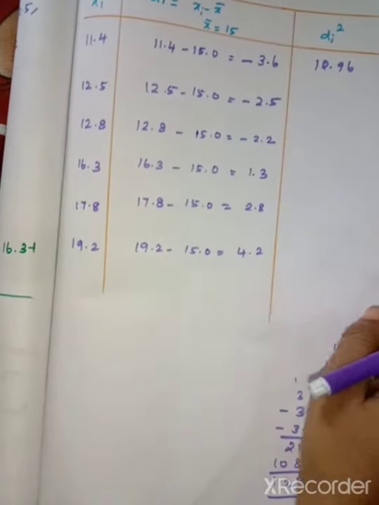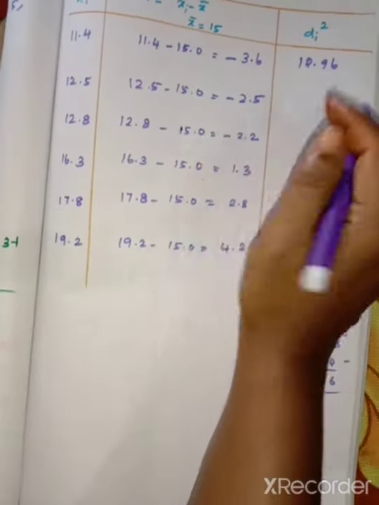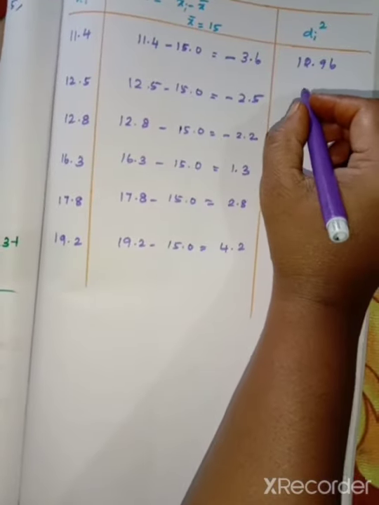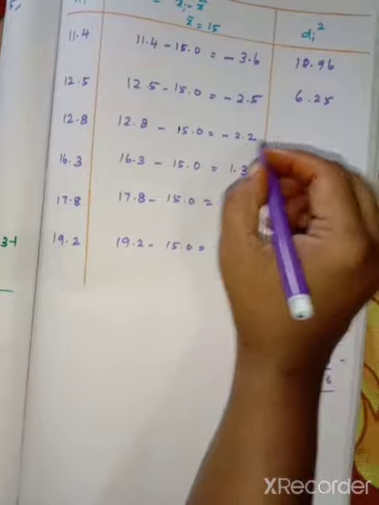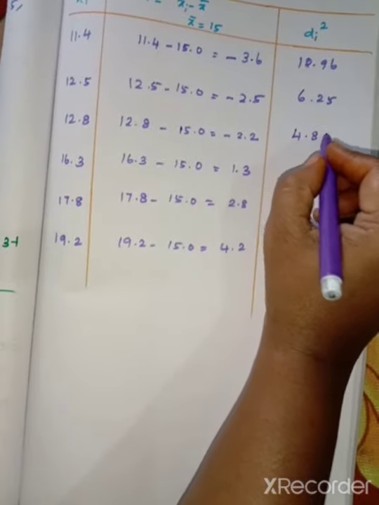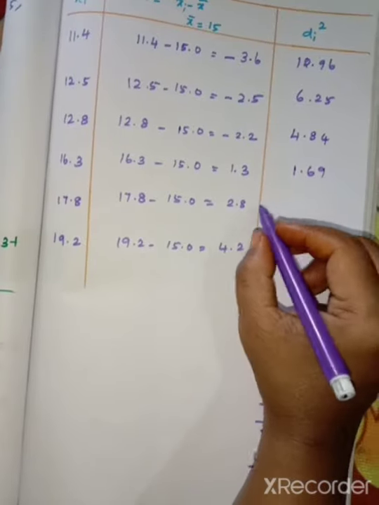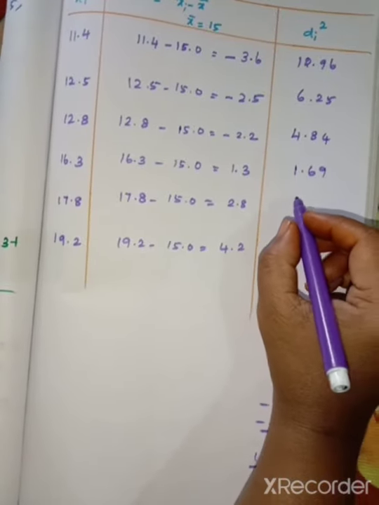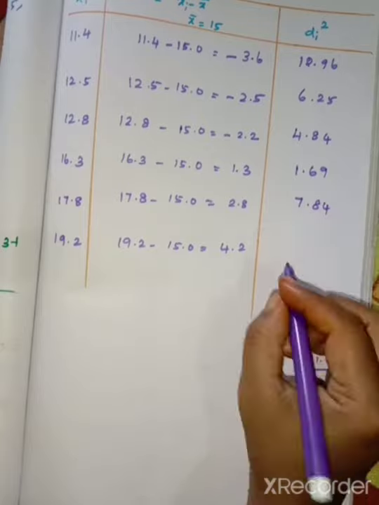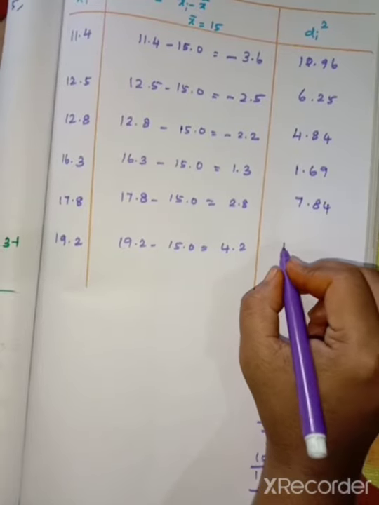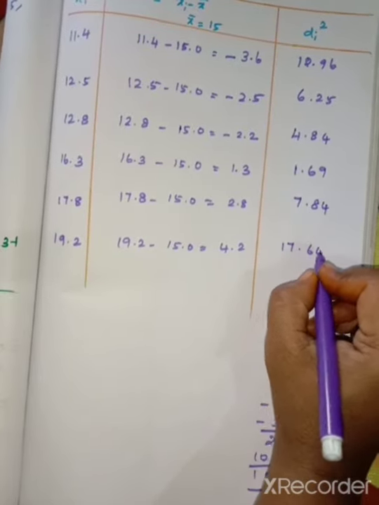Here we want to square the terms. So minus 2.5 squared is 6.25. 2.2 squared is 4.84. 1.3 squared is 1.69. 2.8 squared is 7.84. Then 4.2 squared is 17.64.